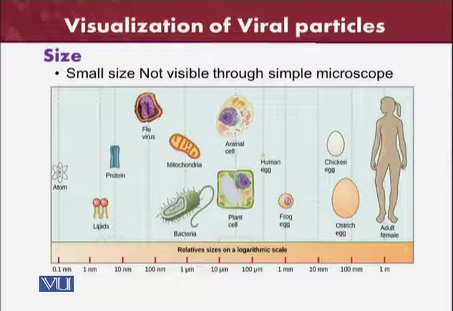As far as the relative sizes on the logarithmic scale are concerned, we can see from this slide that the size of an atom is 0.1 nanometer, and the size of lipids is a little bit bigger than 1 nanometer. Proteins are in between, maybe 5 nanometers, between 1 and 10 nanometers. Different kinds of proteins have different sizes and it varies from protein to protein, but as a general rule, the protein size is about 5 nanometers. Then there come the flu viruses.